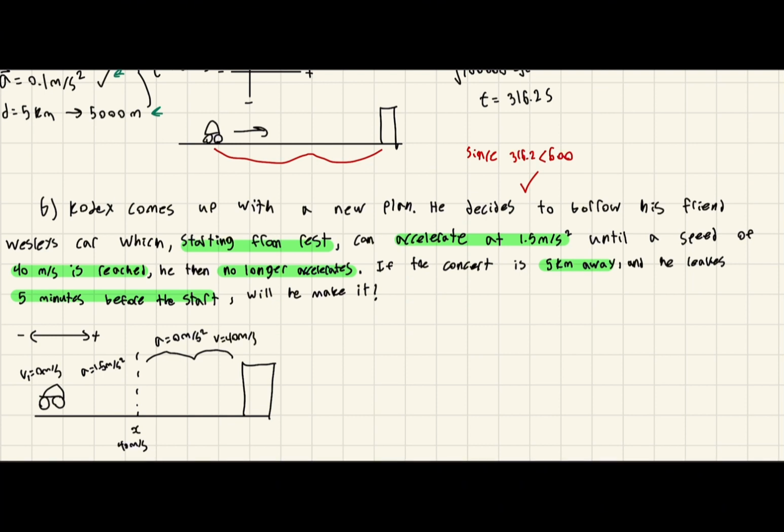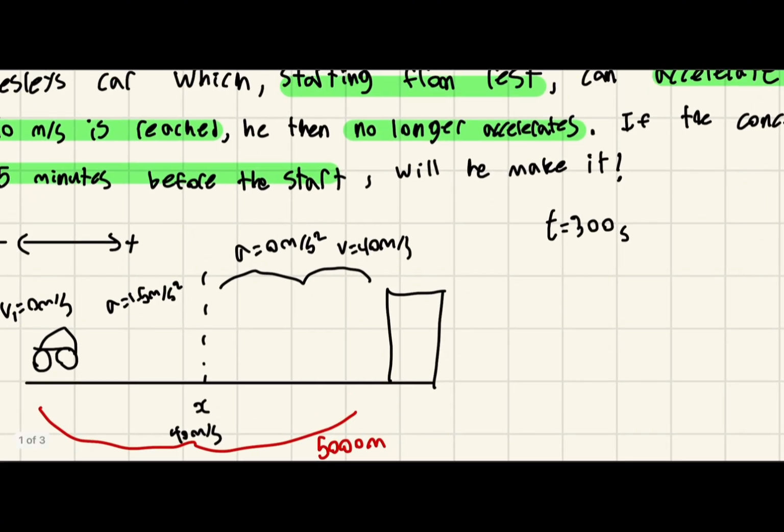And we know that the total distance from the concert is still going to be 5 kilometers, which we deemed is 5,000 meters away. And he leaves 5 minutes before the start. Will he make it? So what does 5 minutes before the start mean? We know that he's going to have a total time of 5 minutes to get there. 5 times 60 is 300. So we know he's going to have a time period of 300 seconds to get there. So now how are we going to approach this problem?